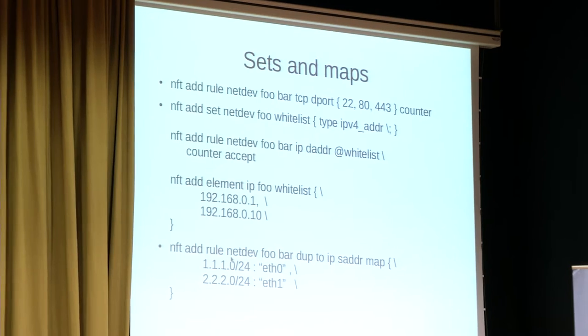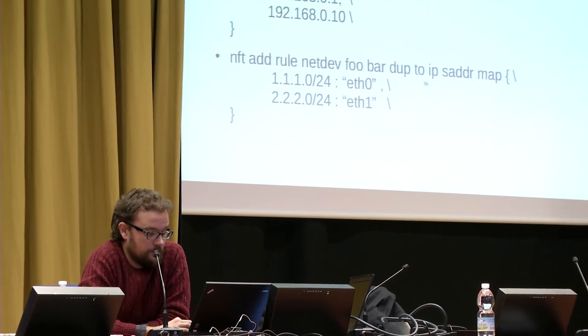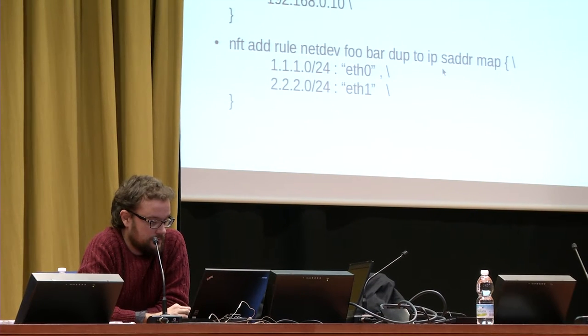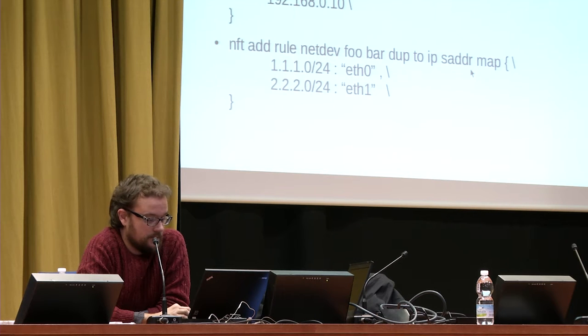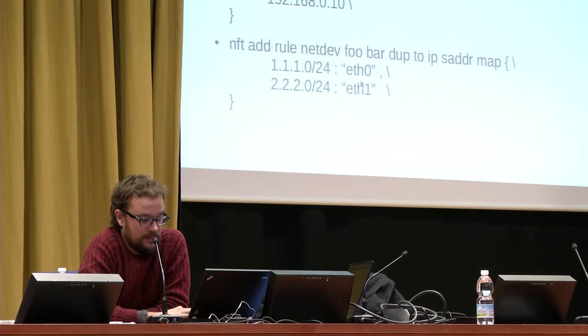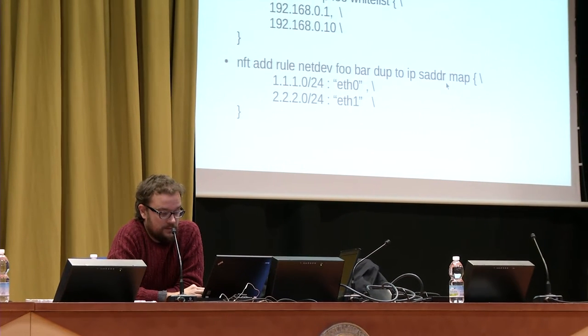So basically, this rule here says duplicate traffic to a given IP source address. This example looks incorrect, but no, it's correct, sorry, yes, it's fine. I got confused. So basically this is adding a rule that duplicates all traffic to a given destination based on the IP source address. So if the IP source address is 1.1.1, in this network segment, that traffic is going to be duplicated to eth0, in case it's 2.2.2.0, in this network segment, it's going to be duplicated to eth1. So potentially, we can use any key to provide these mappings.